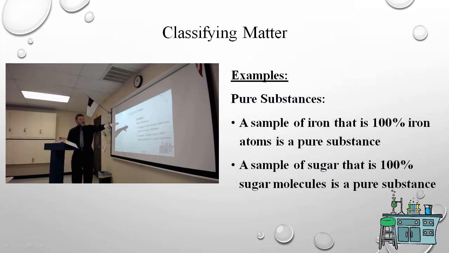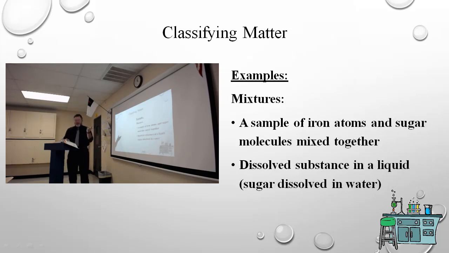So, for example, pure substances. If I have a sample that's 100% iron, every atom in my hand is an atom of Fe, of iron. Then it's pure. And if every molecule in my hand is sugar, it's pure.